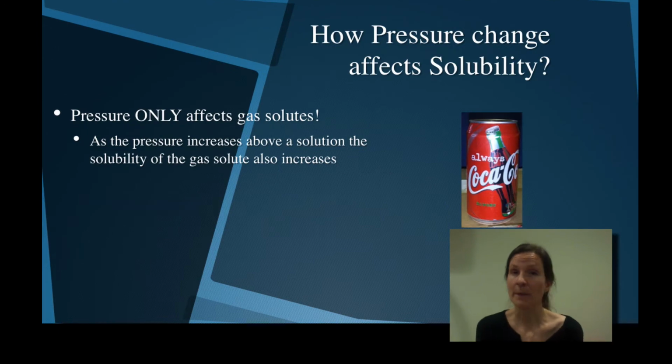When it comes to how much can be dissolved, two things can affect that: pressure and temperature. Pressure only affects solubility of gases. So if you increase the pressure on your solution, you can dissolve more gas in. Okay. You've all seen this before.